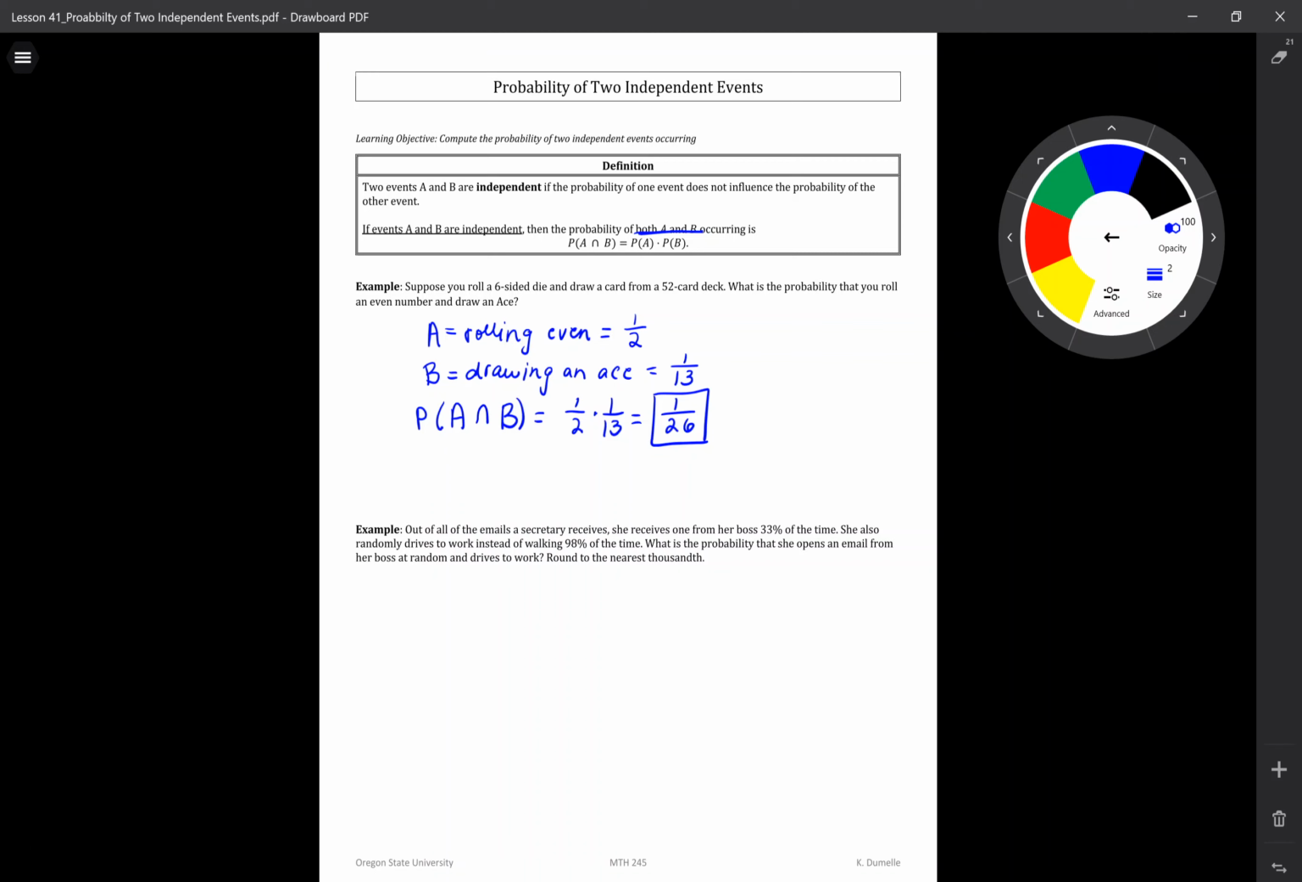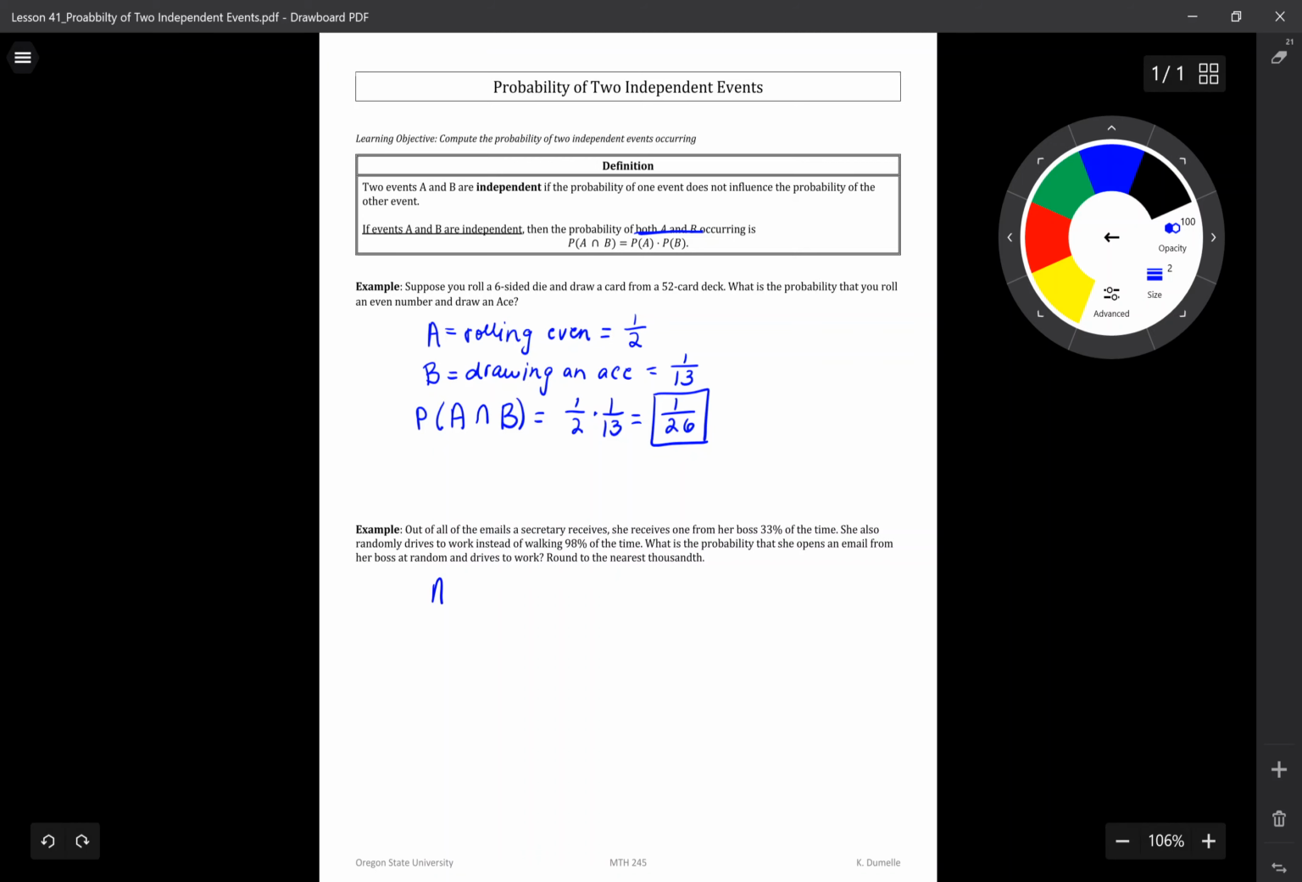Our next example says out of all the emails a secretary receives, she receives one from her boss 33% of the time. She also randomly drives to work instead of walking 98% of the time. What is the probability that she opens an email from her boss at random and drives to work? Round to the nearest thousandth. So these two probabilities, emails and walking, have nothing to do with each other. They are independent from each other.